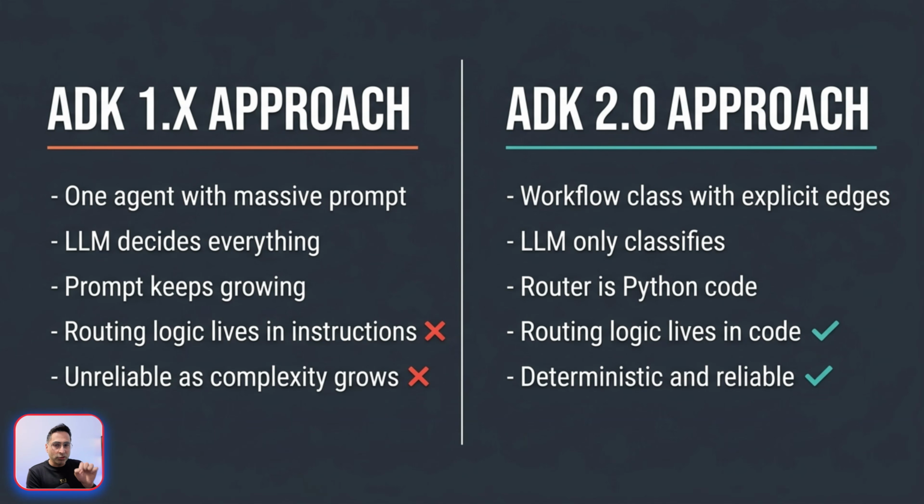And this is completely taken care of in 2.0. All of that routing logic actually moves out of that prompt and into the code. So it is actually more deterministic and reliable.